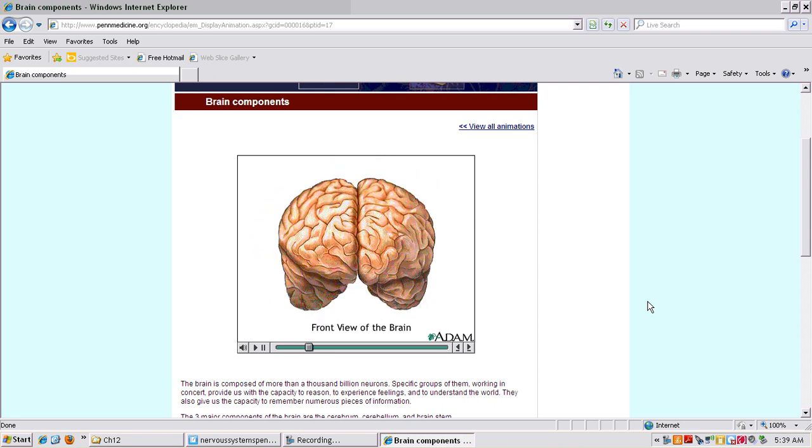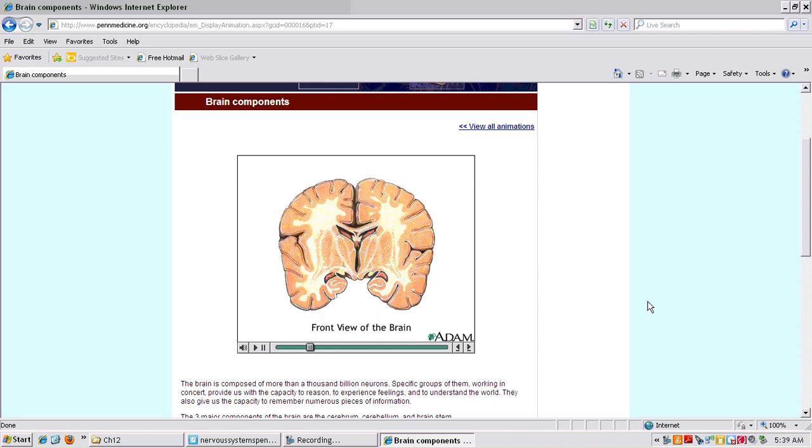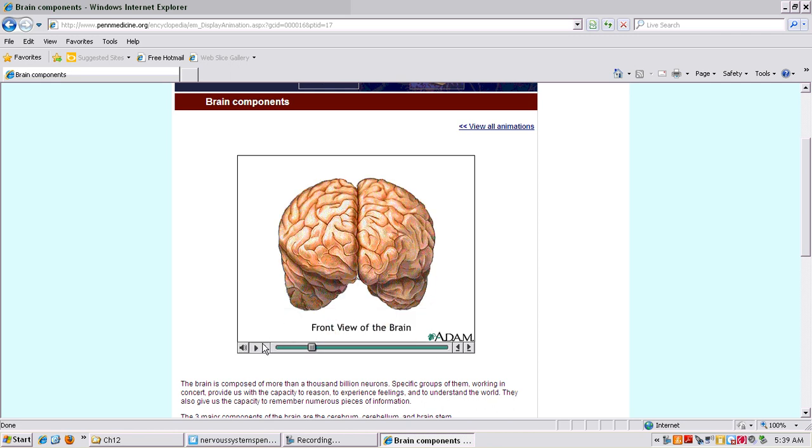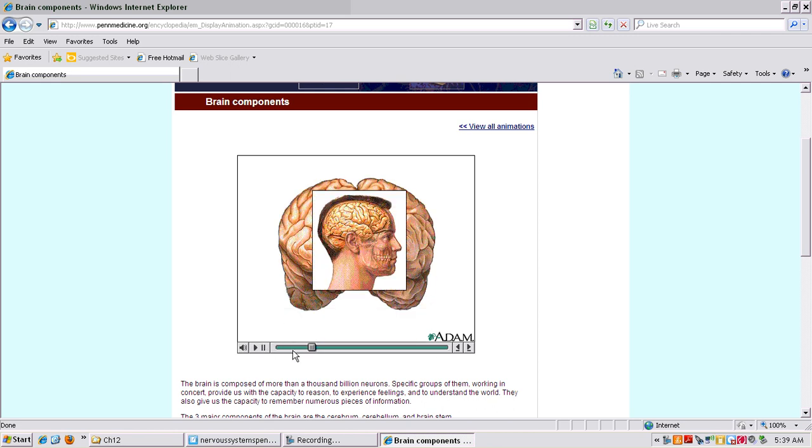The cerebrum is divided into left and right sides, which communicate with each other through a thin stalk of nerve fibers. Do you remember what that was called? The stalk of nerve fibers that connects the left and right sides? Right on. Corpus callosum.